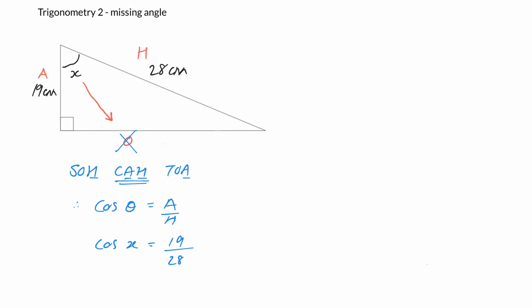And again, like before, we use the inverse of cos, so therefore x is equal to the cos minus 1 multiplied by 19 over 28. So our angle is 47.3 degrees to 1 decimal place.